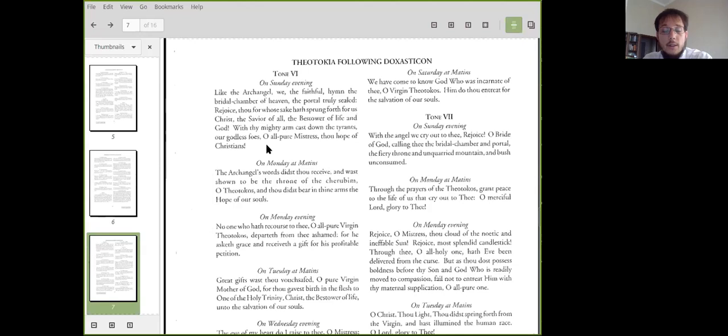Okay, so we found this Theotokion. Now, if you take a look at the Theotokia that are given here, and this is the same in the Slavonic, let's take a look at the days.